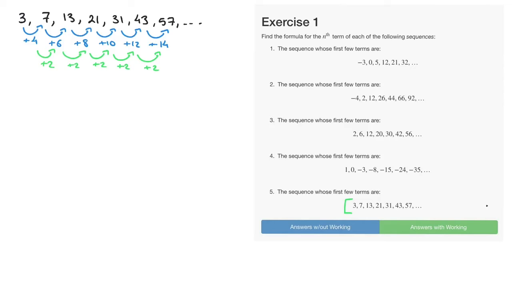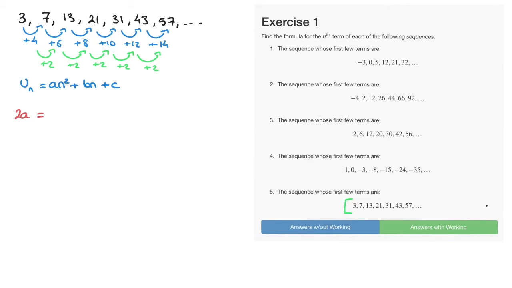Since the second difference is always the same, it means we're dealing with a quadratic sequence. It must therefore have a formula looking like an squared plus bn plus c. And to find each of the coefficients a, b, and c, we use the following formula.